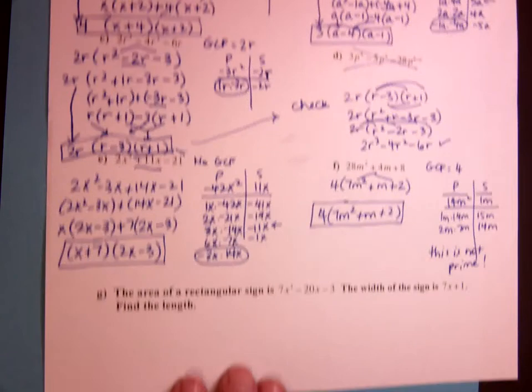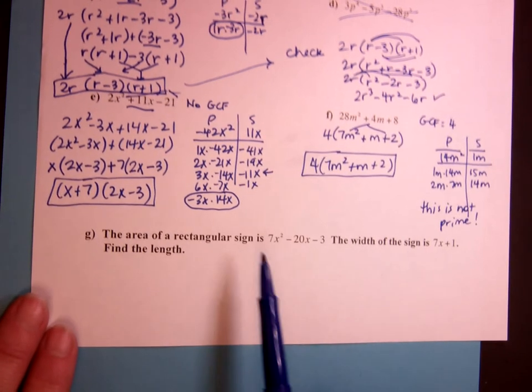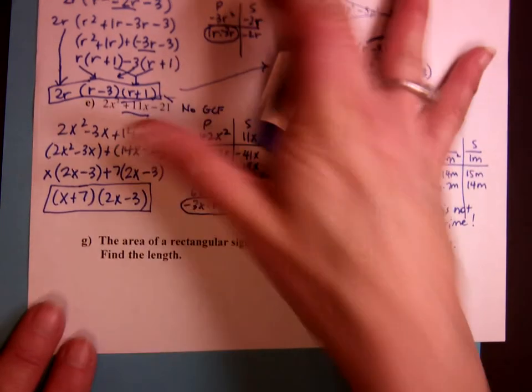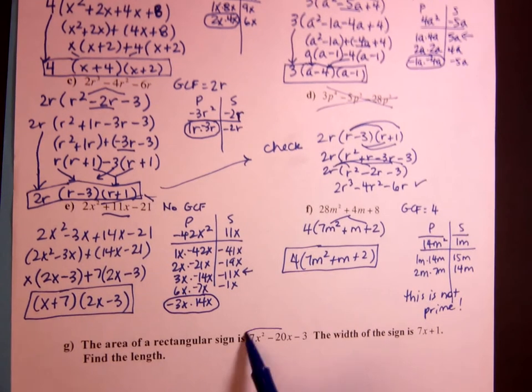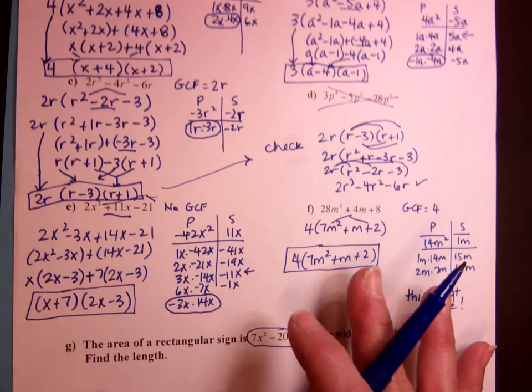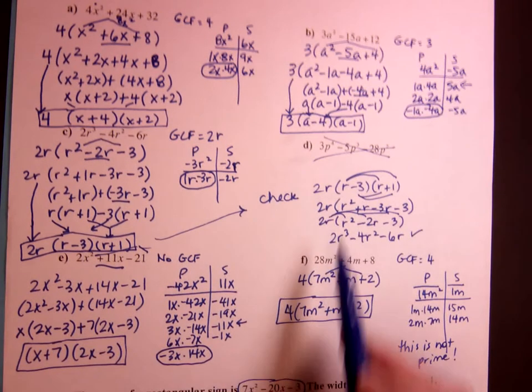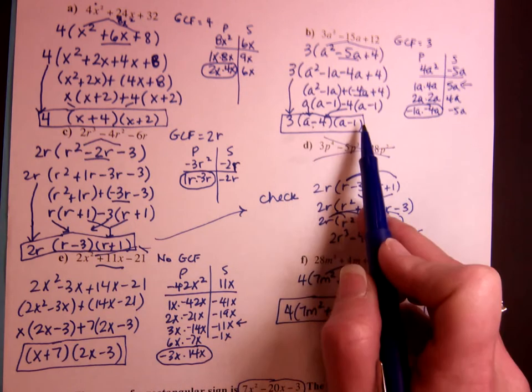All right, look at letter G. It says the area of a rectangular sign is 7x squared minus 20x minus 3. The width of the sign is 7x plus 1. Find the length. On this one, it's asking us to do the same thing we did at the top. It's giving us an area, just like we've done the past 2 days. It's giving us an area, and it's wanting to know about the width and the length, okay? Each one of these could be a width and a length right here. A minus 4 and A minus 1.